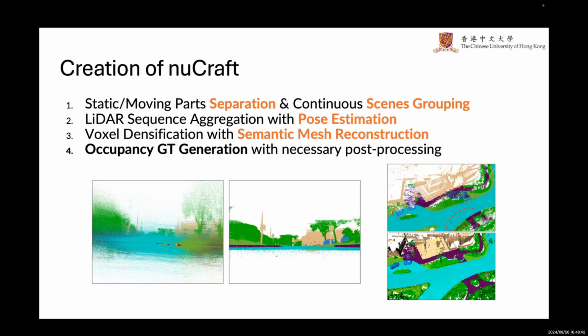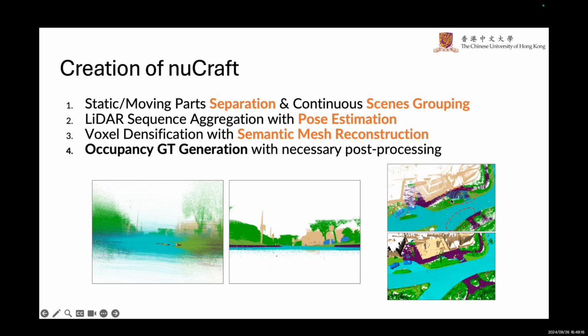And the third step is we use aligned LiDAR point cloud to do a semantic mesh reconstruction. Here on the right figure, we can see that the top figure is a BEV of our aggregated LiDAR point clouds, and we can see that there are many misannotations or inconsistent annotations and some noises almost everywhere.